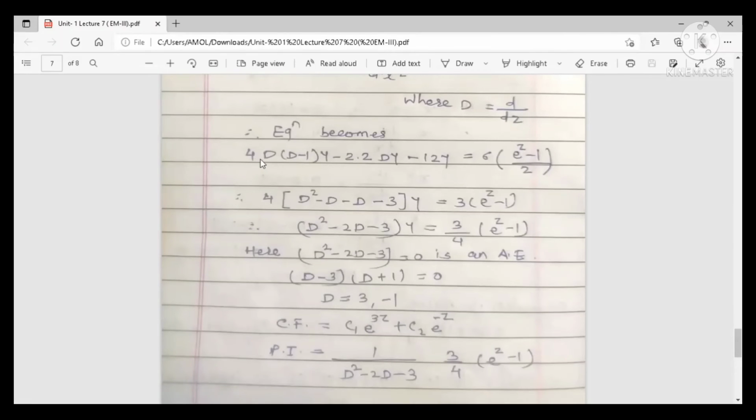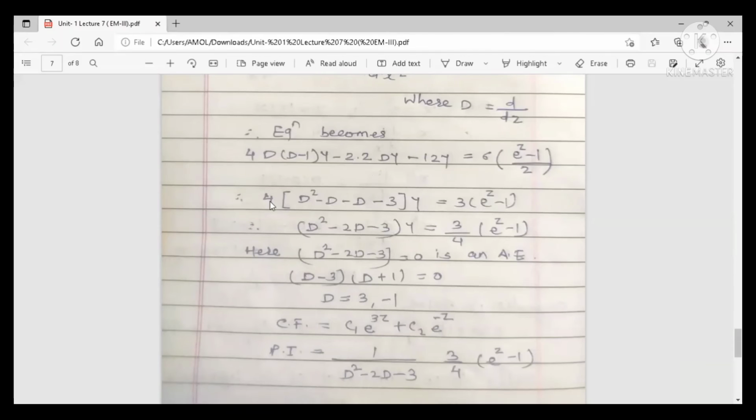Now in the LHS, every term contains a multiple of 4, so we can take 4 common. Also y is common, so take it common. So 4 common, the remaining terms are D square minus D. The middle term is minus 2D only here. Minus 12, 4 threes are 12, 4 is common, so the remaining term is 3. Bracket complete into y is equal to 3 into (e raised to z minus 1).